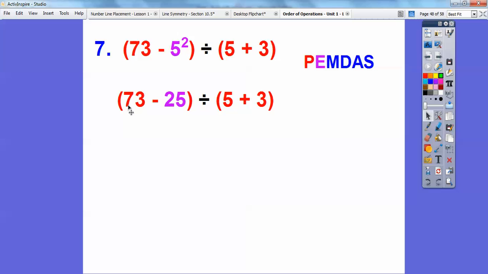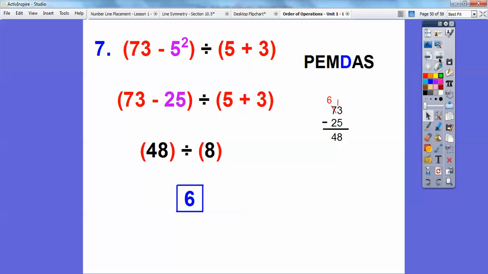Okay, now I can go ahead and subtract. I'm still doing the parentheses. I got to get this numeric value in the parentheses here. So 73 minus 25 is 48, and over here 5 plus 3 is 8, so 48 divided by 8. You can see I did my 73 minus 25 over there. Okay, and I got 6 on that. 48 divided by 8 is 6.